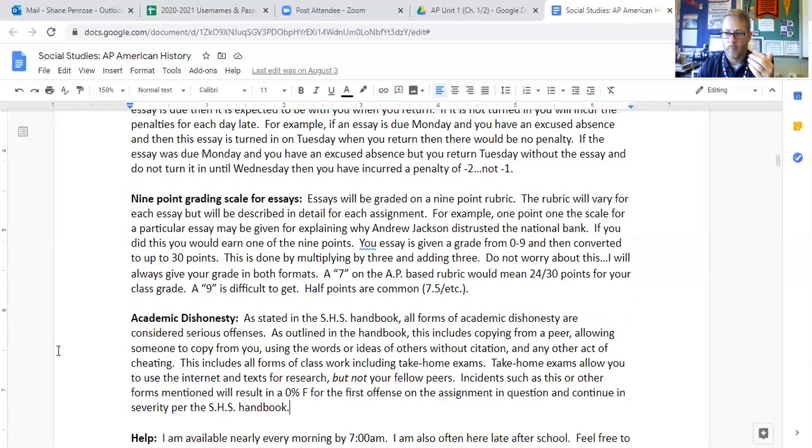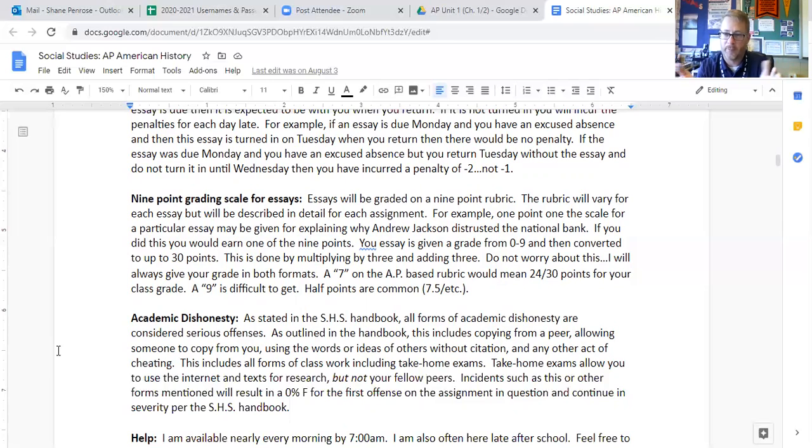So I will give you a grade of 1 through 9 on an AP essay, based on the 9 points that I usually go over at the beginning of class, and say, how well did you cover this point? How well did you cover this point? And let's say you get a 7.